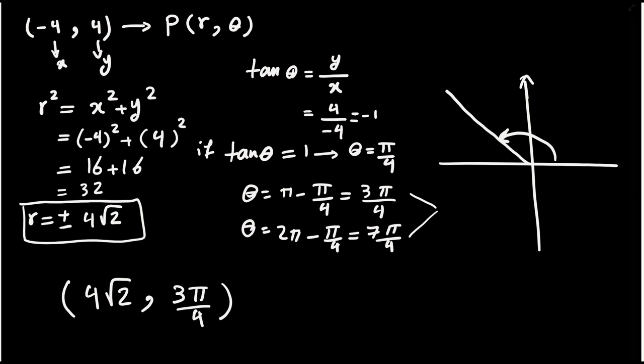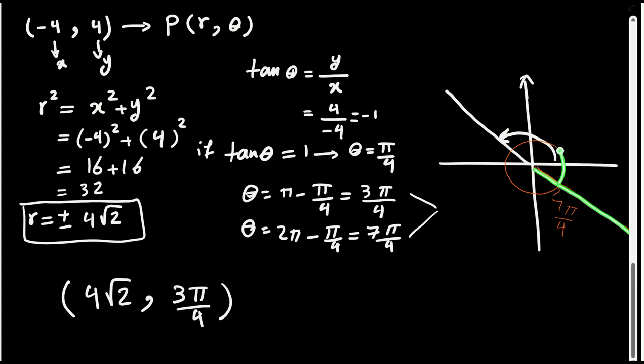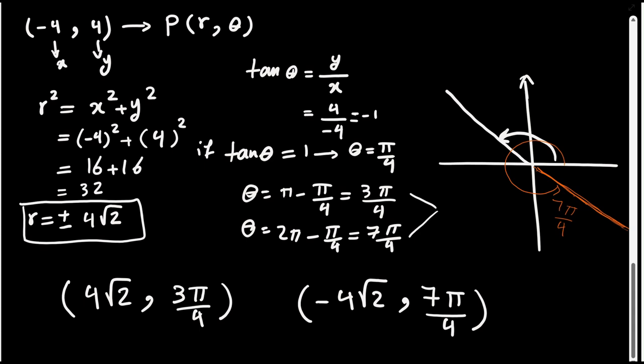or you can consider this angle 7 pi/4. R for angle 7 pi/4 is here, so here is -r. I can write it as -4 square root of 2 and 7 pi/4. So the point -4 and 4 in polar coordinates can be written as 4 square root of 2 and 3 pi/4, or -4 square root of 2 and 7 pi/4.